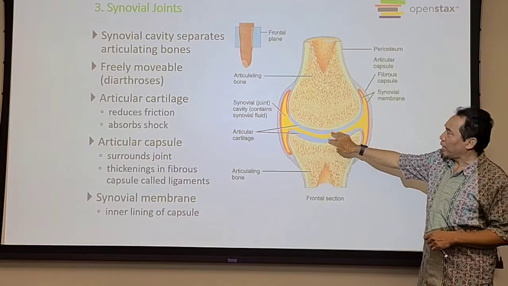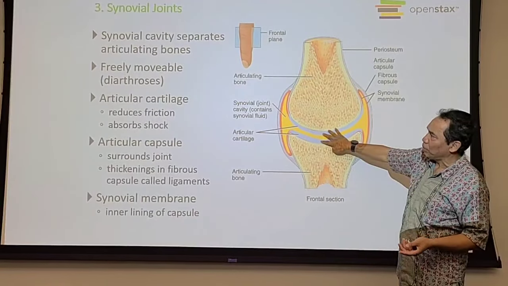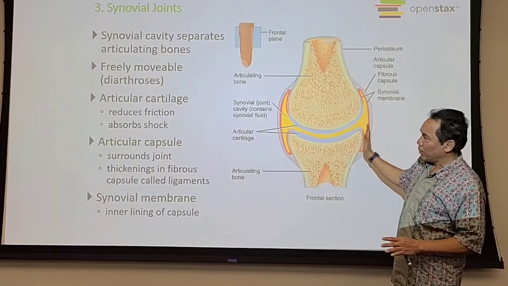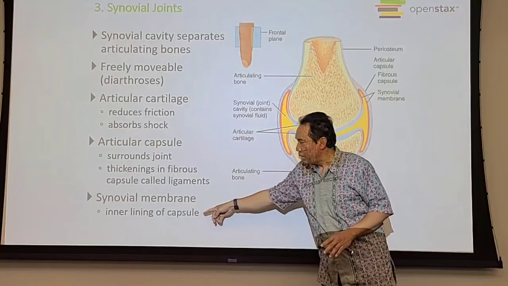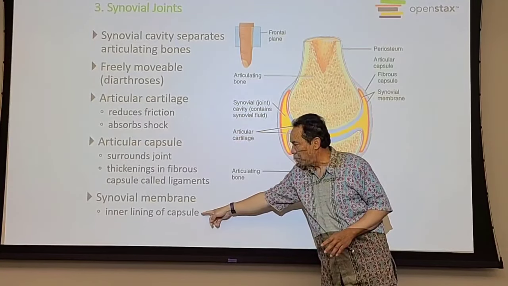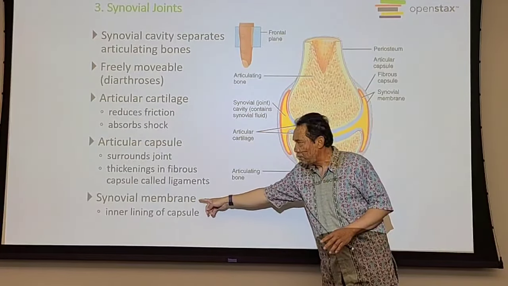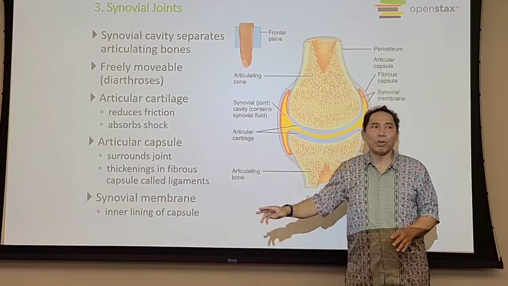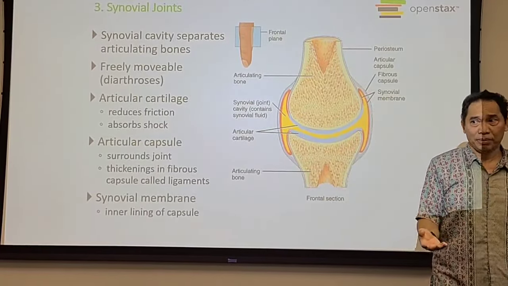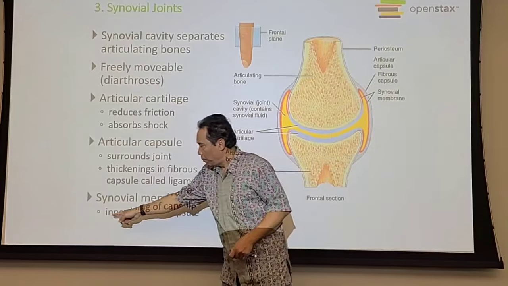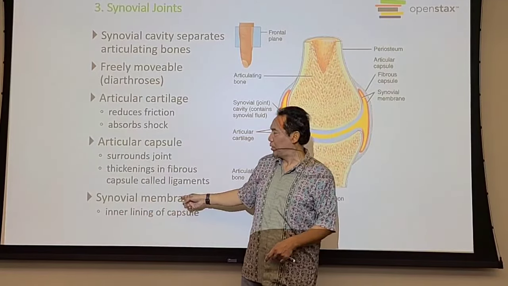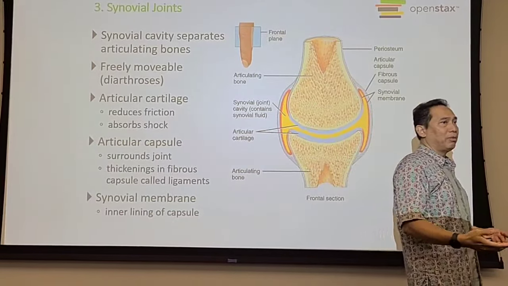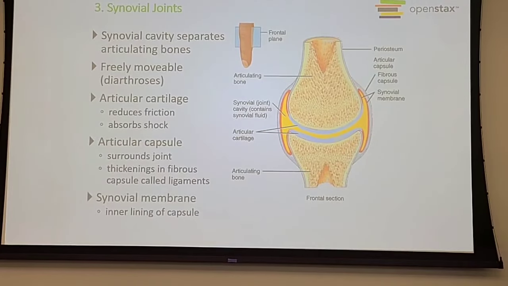So we have articular cartilage that reduces friction and absorbs shock, the articular capsule that surrounds the joint, and the synovial membrane, the inner lining of the capsule. Put another function for this synovial membrane, which is producing the synovial fluid. So put it over here: synovial membrane produces synovial fluid. When we get older, we have less production. Therefore, most old people have osteoarthritis.